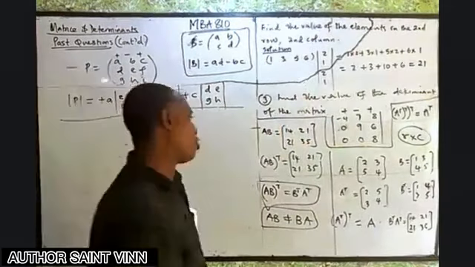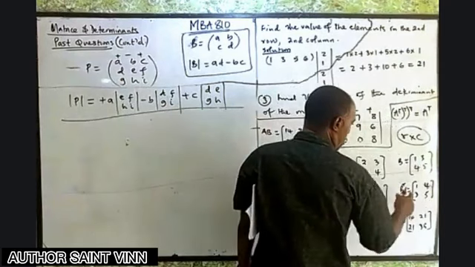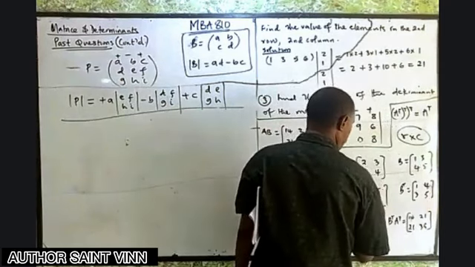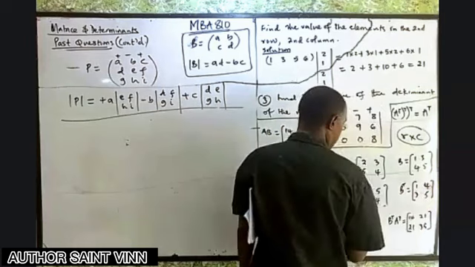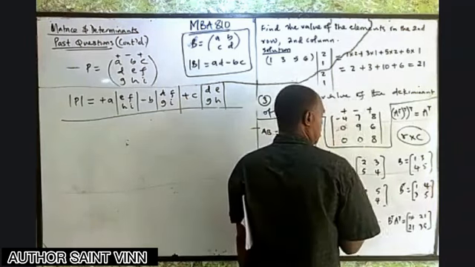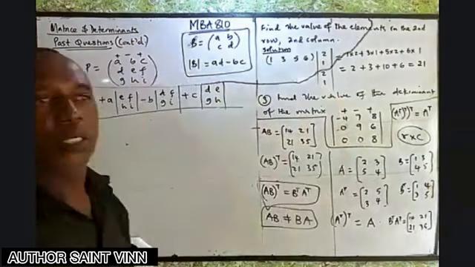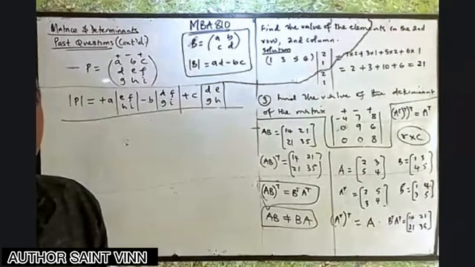The same thing happens to the other one. 3, 5 multiplies 2, 6. 3, 5 multiplies 5, 6. So 3 times 2 is 6, plus 5 times 3, which is 15, giving 21. Is it clear? Yes, sir.